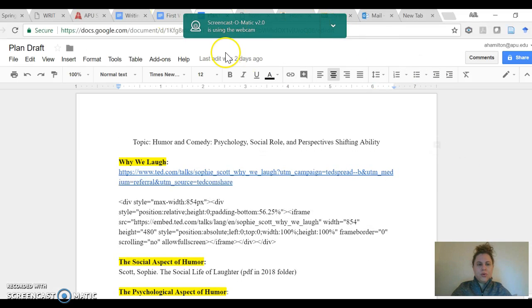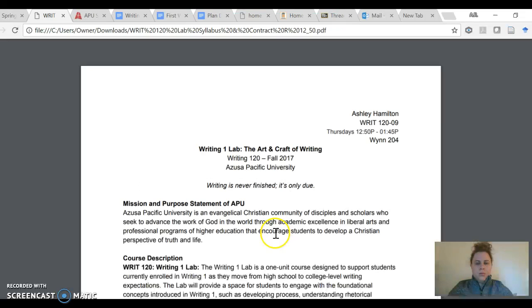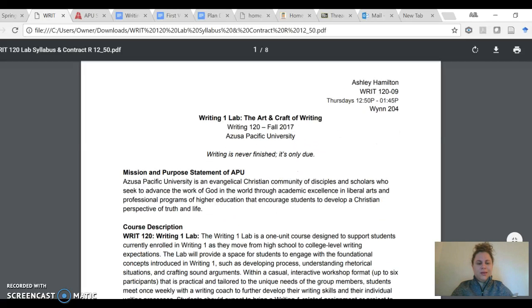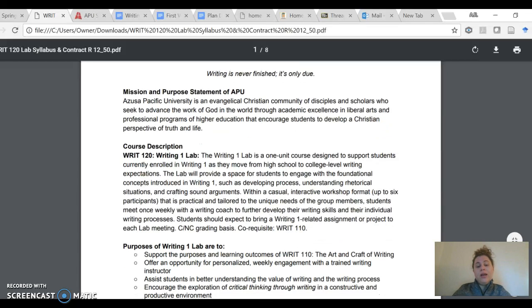So let me show you, hold on, the syllabus. Okay, so here is the Writing 1 lab. This starts off with talking about the course description, the purpose of it. It talks about how Writing 1 is a 1-unit pass or fail lab that's intended to come alongside 110. It's very informal. There's only going to be, I believe there's 5 people as of now in our section. There can be up to 6. It's meant to be informal.